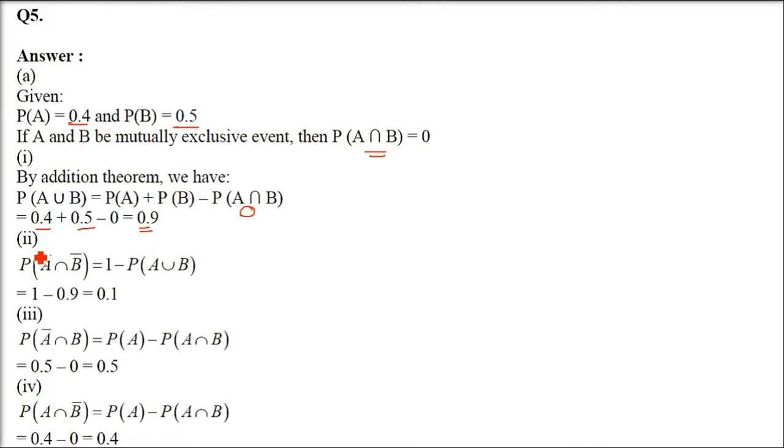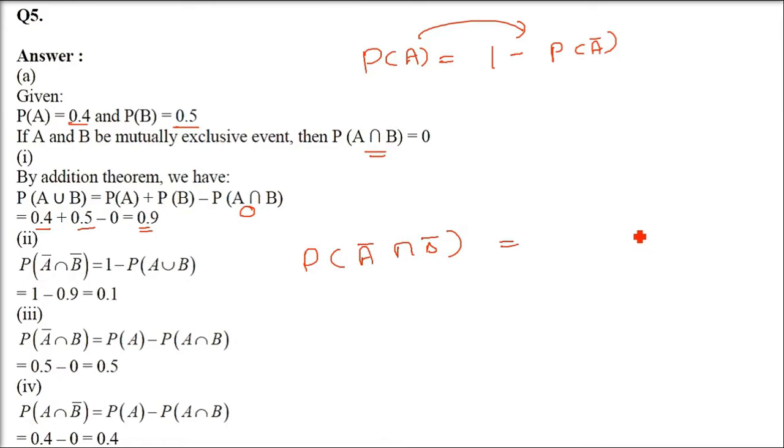Now the second thing is P(A complement intersection B complement). P(A complement intersection B complement) can be written as P((A union B) complement), and P((A union B) complement) will be equal to 1 minus P(A union B). How have we written it? Because A complement intersection B complement can be written as (A union B) whole complement, that is equal to 1 minus P(A union B).